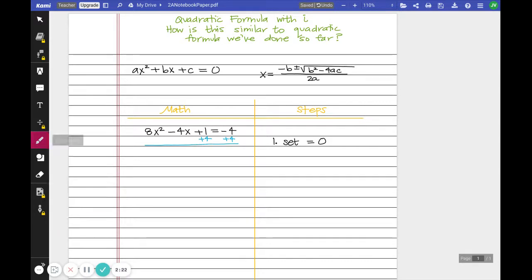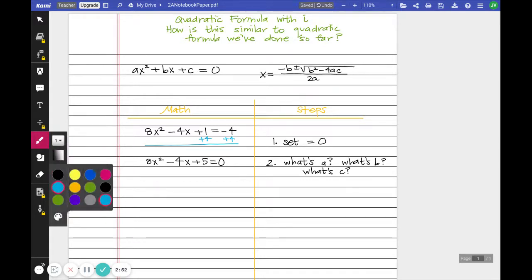And the whole reason we do that is that it paints a picture of what is A, what's B, and what's C, and everything's in the right spot. Because now we have a true C. Before, our C was missing some stuff. So my next question is, what's A? What's B? And what's C? I'm going to label it: this is my A, this is my B, notice it's a negative, and that's my C.